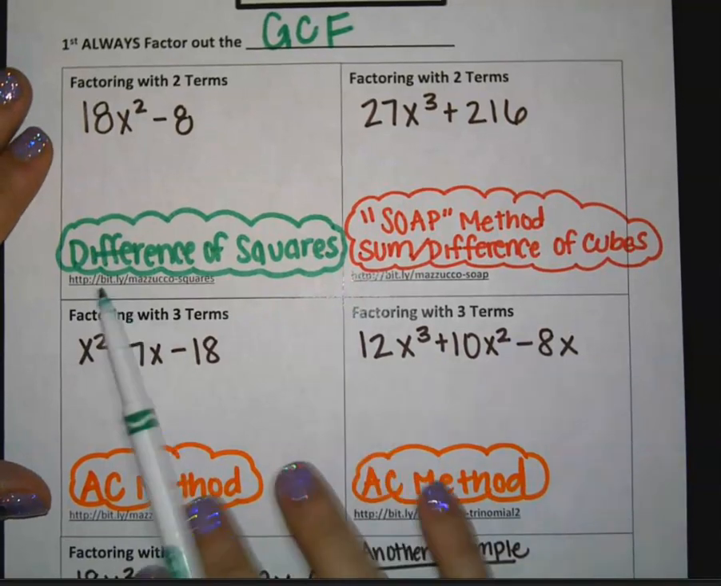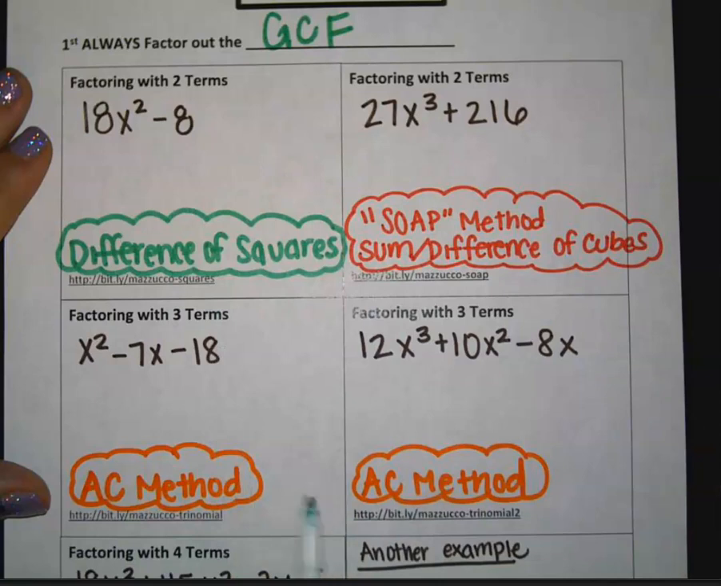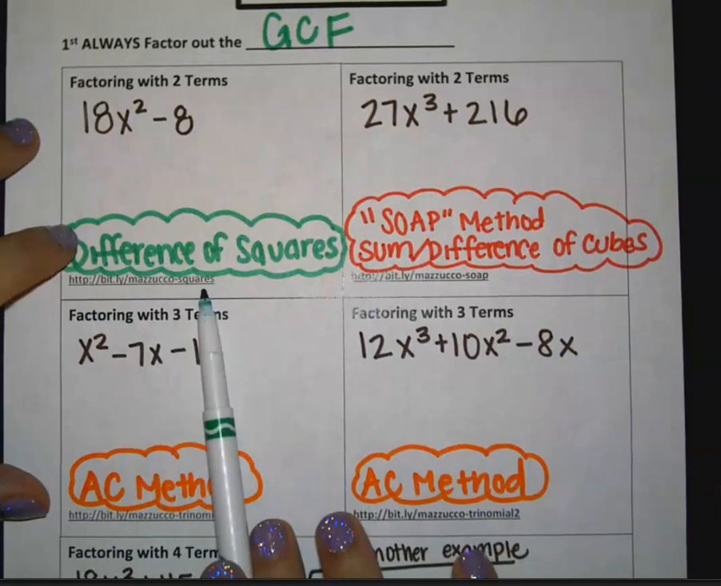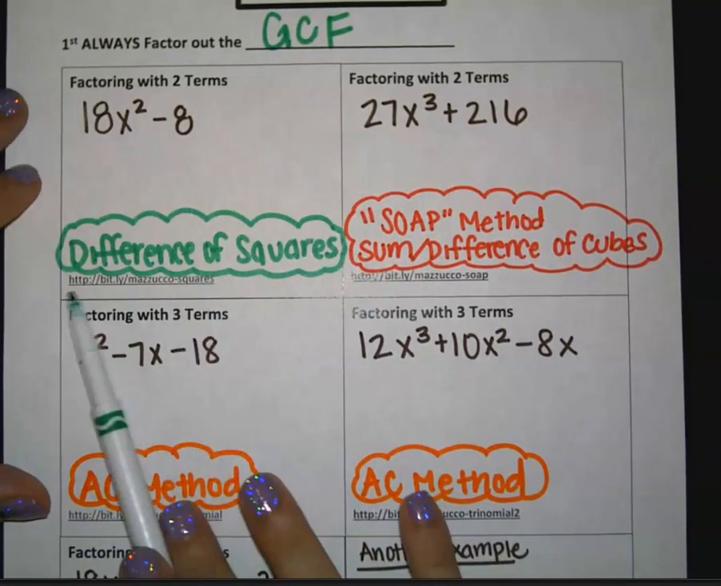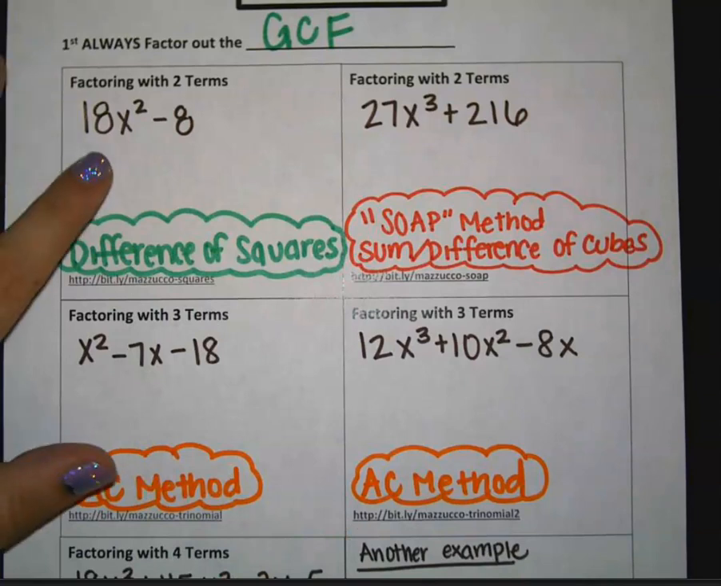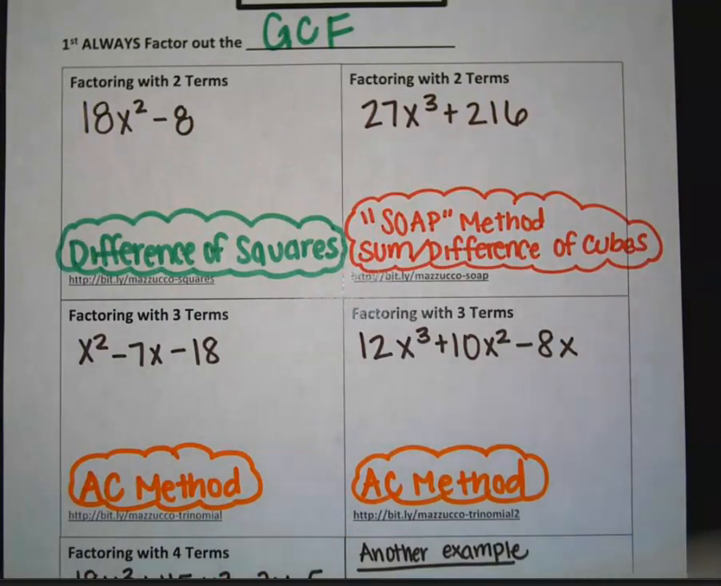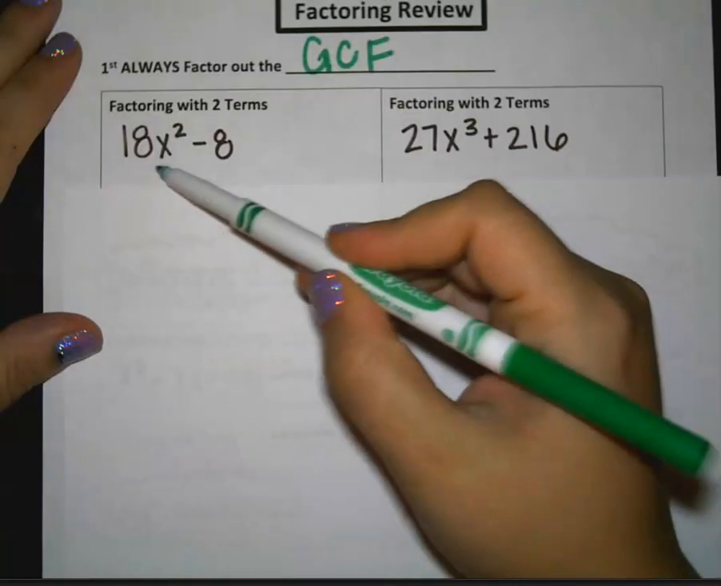Now you will also notice that there is a link, "all on one handout," that you can go to and do more examples, and these are the problems that we did in video notes in this class. So let's go ahead and take a look at our first example here, 18x squared minus 8. So there are two terms here.